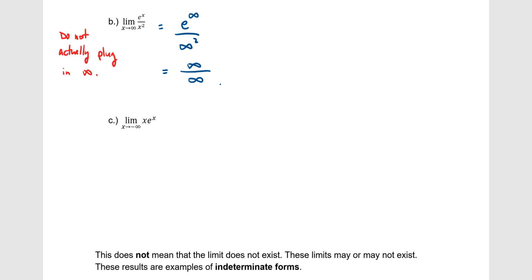And for this last one here, we have the limit of x times e to the x as x approaches negative infinity. So let's pretend like we would plug in negative infinity. That would be negative infinity times e to the negative infinity. And we could rewrite that as negative infinity divided by e to the positive infinity, make the exponent positive by putting it in the denominator. So this would end up being negative infinity over infinity. So once again, another version of indeterminate form. And just like I mentioned here, don't actually plug in negative infinity. That is not correct.